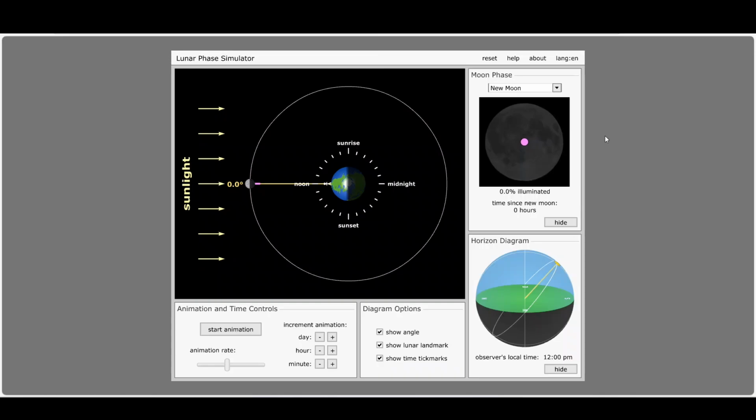We will start with the new moon. We will watch the time since the new moon as it goes through its cycle. We will watch the horizon diagram, and this is the time based on the observer, which is this little person right here. And we will watch the angle change. And now I will adjust this just a little bit, slow it down, minor, and start.